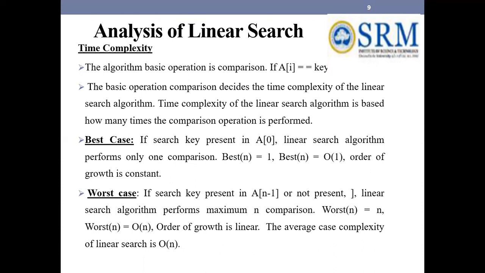Again, worst case and average case. Worst case means the key is present in the last place or the key is not present. In that case, the algorithm performs a maximum of n comparisons. So worst of n equals n, that is, order of n. The order of growth is linear. The average case complexity of linear search is also order of n, which is linear. So this is the time complexity. Best case order of growth is 1, that is constant. For worst case and average case, time complexity of linear search is order of n, that is maximum n comparisons.